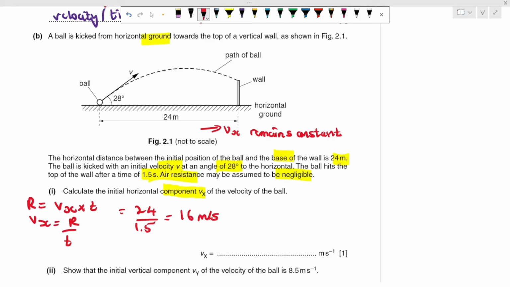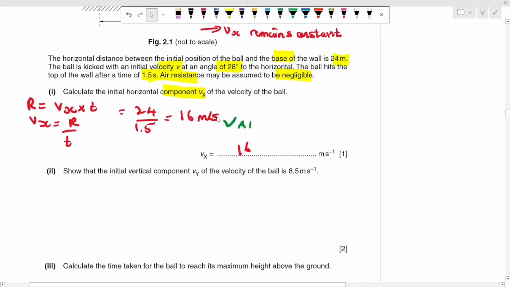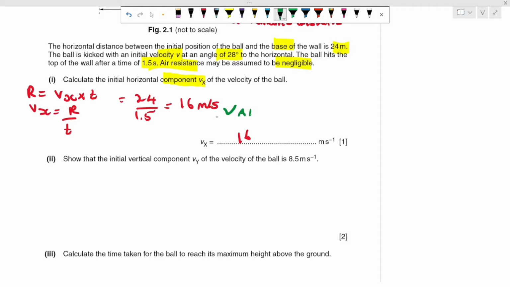So essentially it's very, very important for you to be thinking of that. So what are your marks? Your marks are just for you doing all of this calculation, right? All of that calculation will just earn you 1 mark. Show that the initial vertical component Vy of the ball is 8.5.